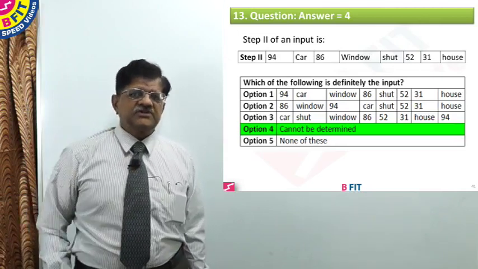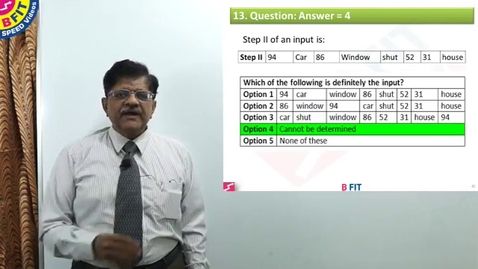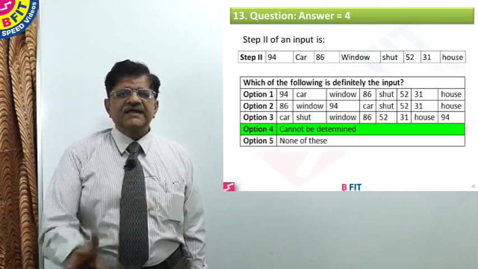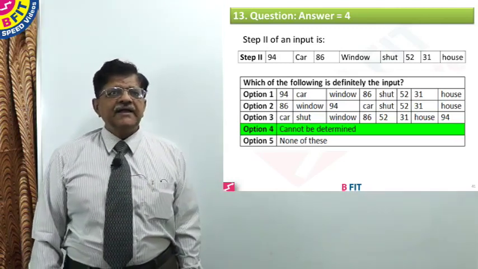And go to the next question. This is one of the tricks of the sequential output machine. By just looking at it, you know the answer is cannot be determined. You can go to the next question. Now let us go to the next question.